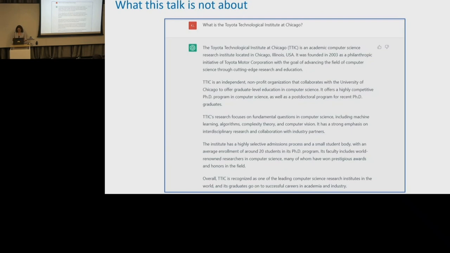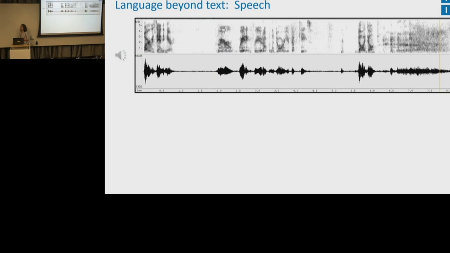I do want to point out that it correctly noticed that we have a highly selective admissions process and are recognized as one of the leading computer science research institutes in the world, so at least it's accurate on some things. Okay, but this talk is not about this. This talk is about language that is not text. And so what kind of language that's not text is speech. So I'm going to play an example of speech. And this is the other thing I wanted to apologize for, for anybody who's heard me play this example before. I'm sorry about that. I just really like this example.